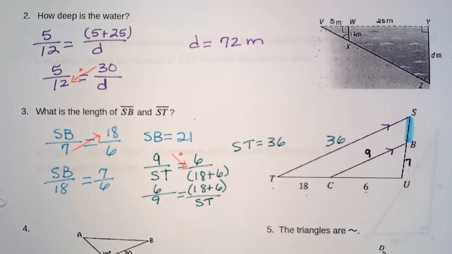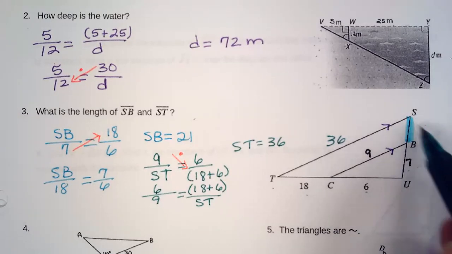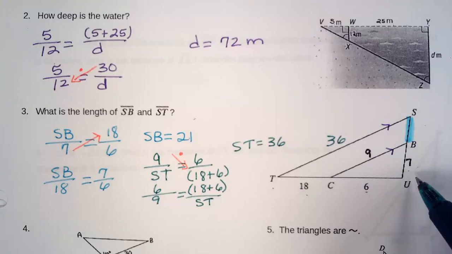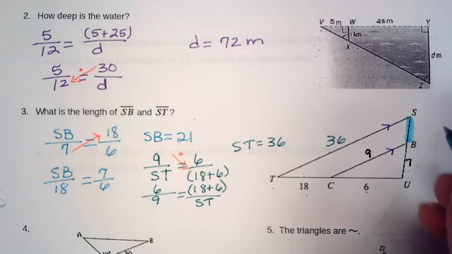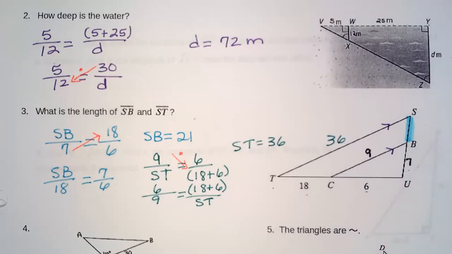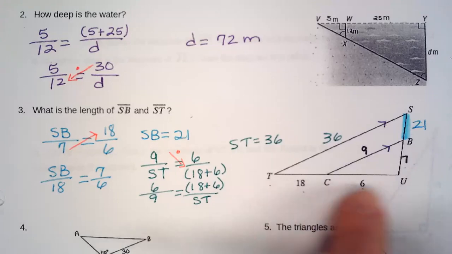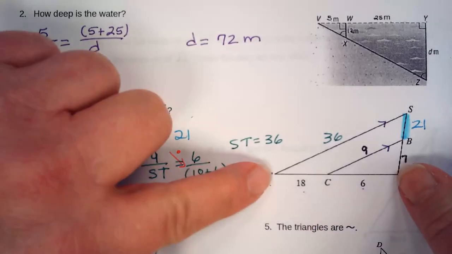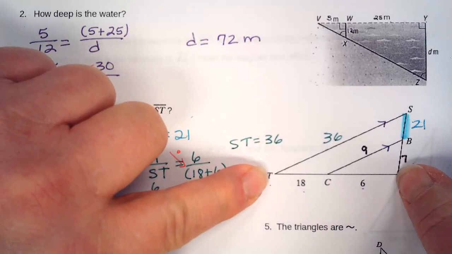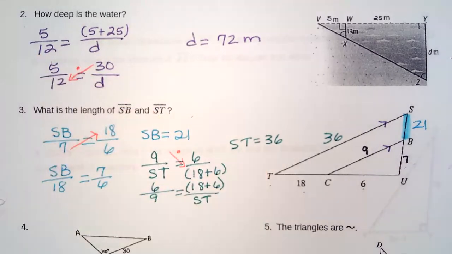Could I have used the other side? Yeah, I could have had 7 over 21 plus 7. But the important thing to remember is you've got to have that whole side, that whole length, which means you have to add the two pieces together.